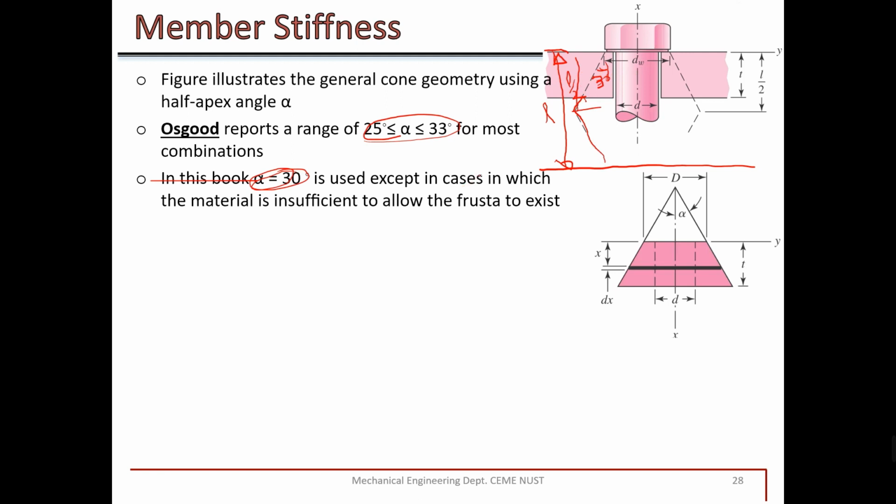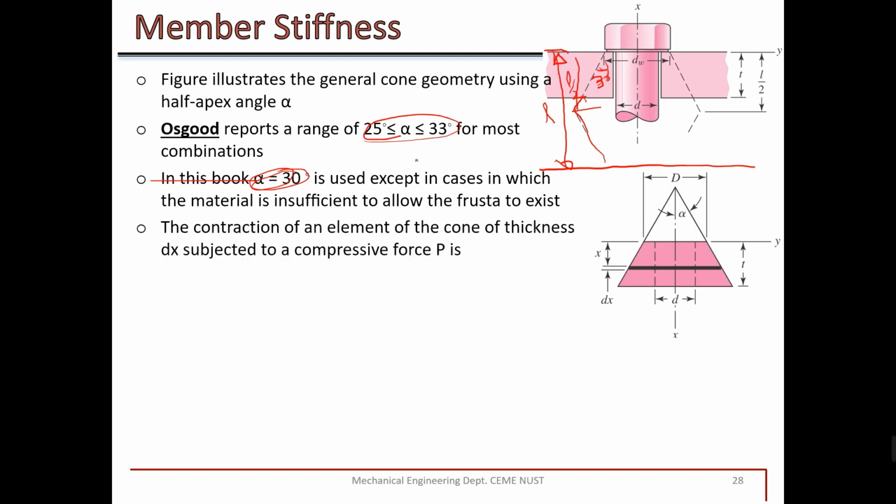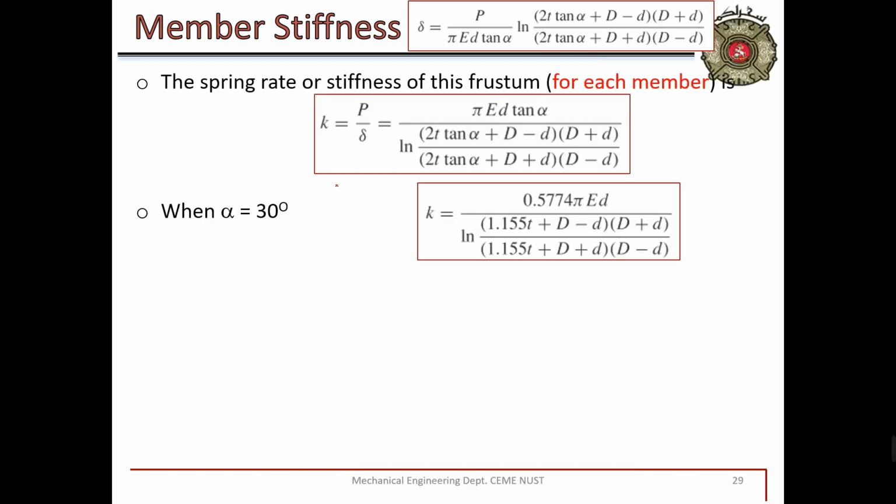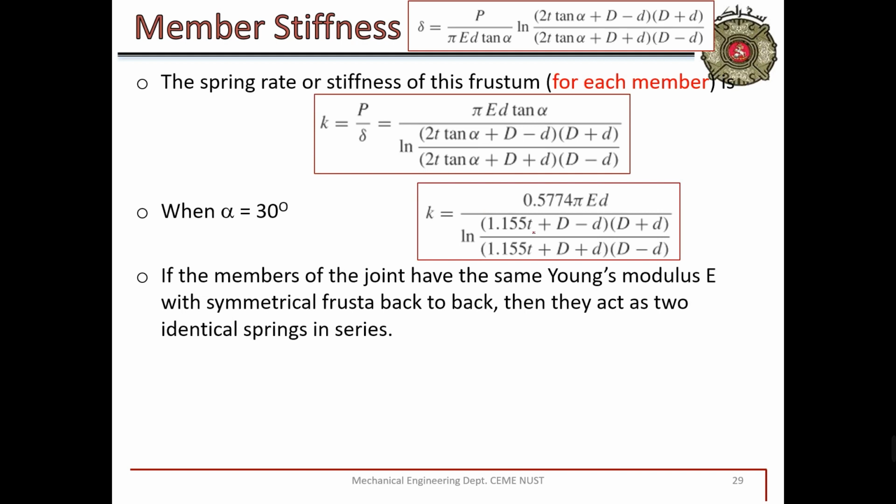We have to calculate stiffness for each frustum, and once we know the stiffness, we can just add 1 by K1 plus 1 by K2 plus 1 by K3, and we will get 1 by Km, the stiffness of members. All the proof of this topic I have already explained in the class. We will just go through this, and this will be the final equation that we'll be using, because alpha is 30 degrees in our case. This will be the final equation we will be using to calculate the stiffness of members.